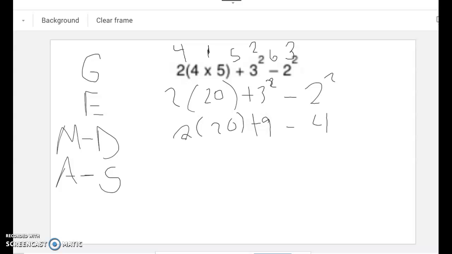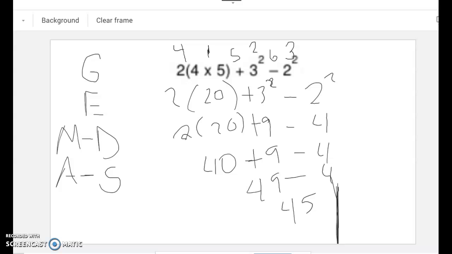All right, then I'm going to multiply 2 times 20. 2 times 20 is 40. I'm going to bring everything else down. And then 40 plus 9 is 49. Oh, I don't know what I'm pressing. I'm pressing something wrong. And 49 minus 4 is 45. So the correct answer actually is 45.